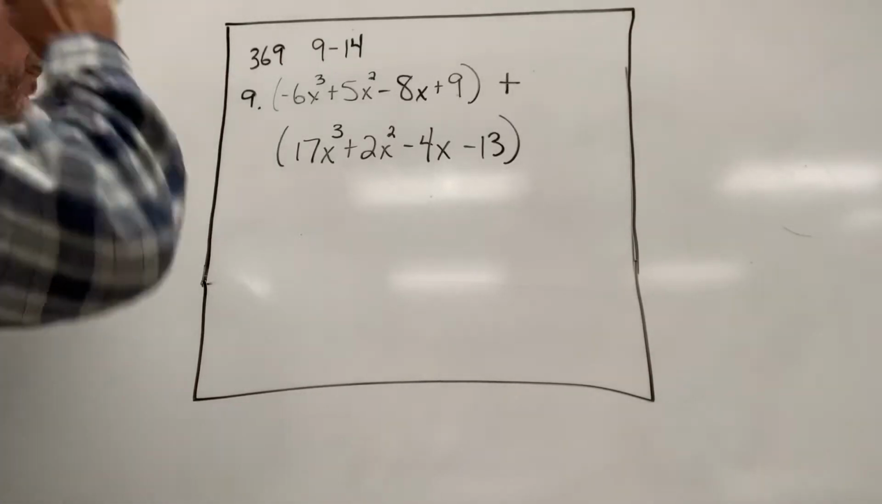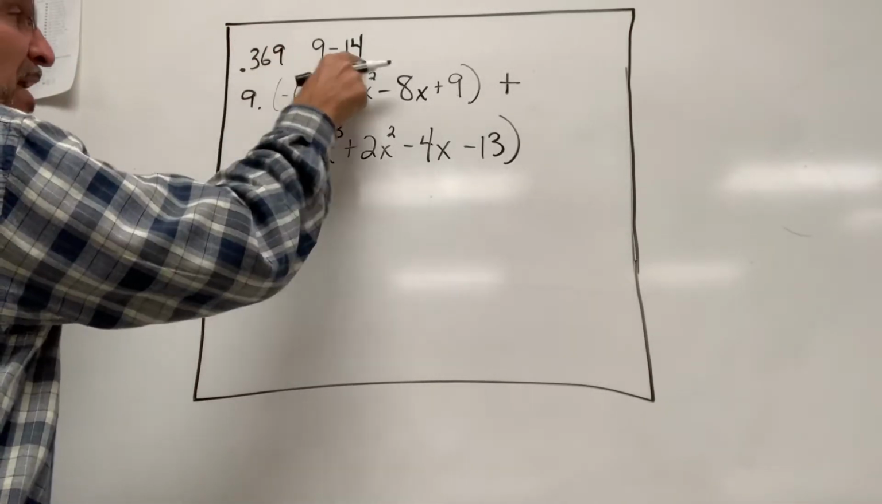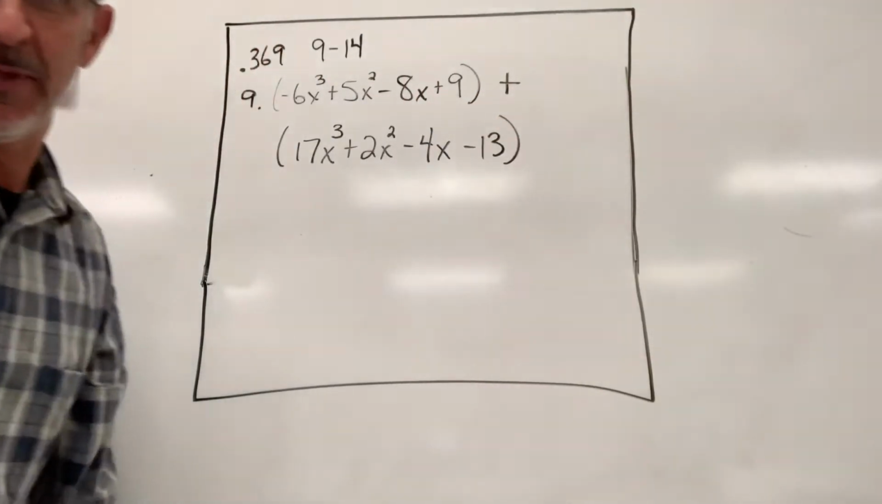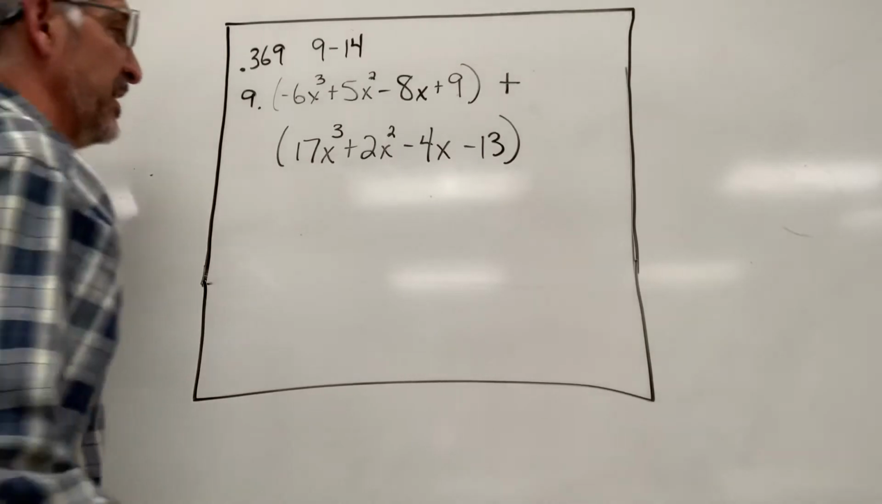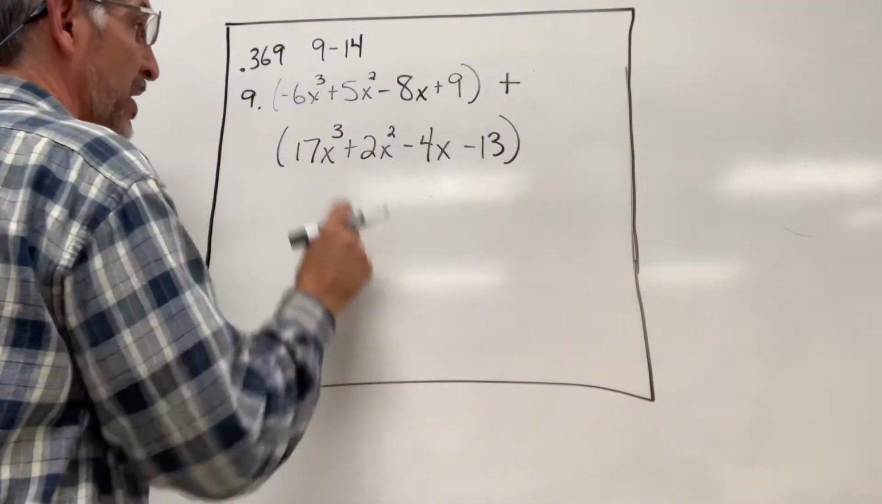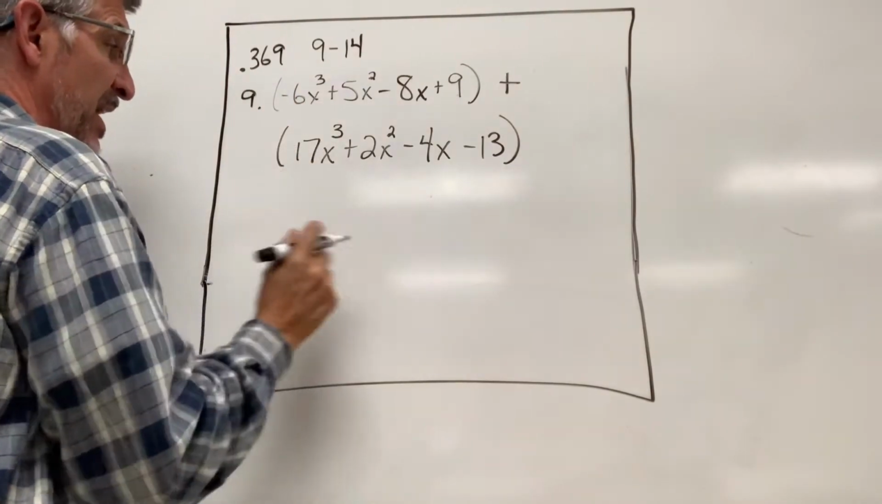Okay, this is page 369. We did problems 9 through 14. Here's number 9. I cannot put that way over here because it'll be cut off the screen, so I just stacked them underneath it, and that's not a bad way of doing it. There's your indicator. That's a plus. So I'm going to take this and add them together.